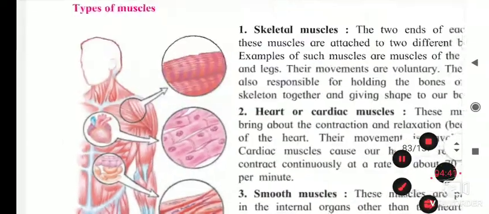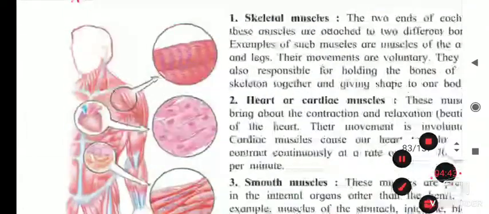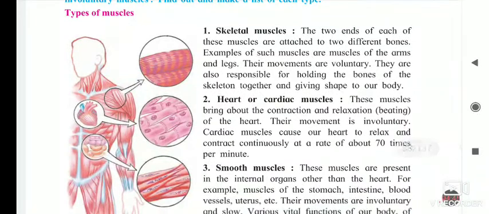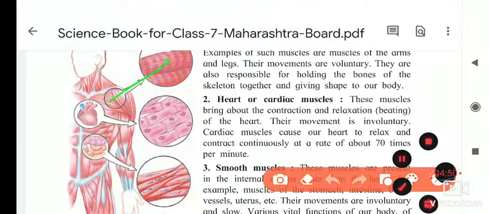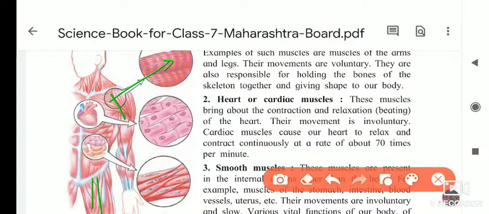So in our body there are three types of muscles. The muscles that join bones to bones, those are called skeletal muscles. They are present in the hands and in the legs.